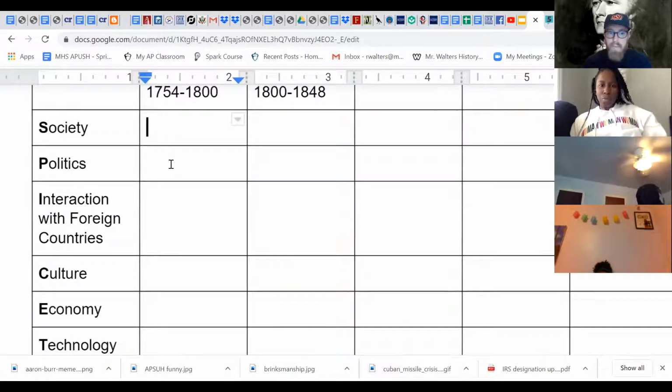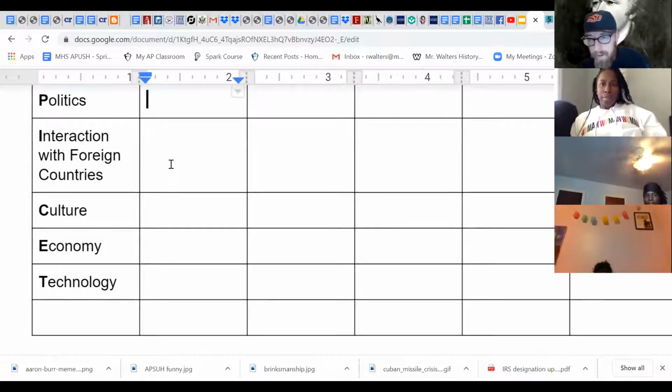Then go down to politics. What was politics like back then? They had two parties. They had just started, you had the first government. What was the interaction with foreign countries? Well, the American Revolution is the middle of a war with Great Britain, right? So I'd put in there that we're in the middle of our first war with Great Britain. So anyway, go down through and just use your key terms.